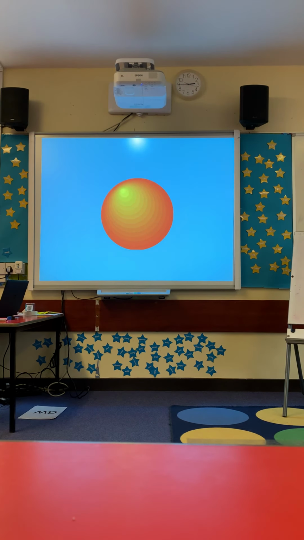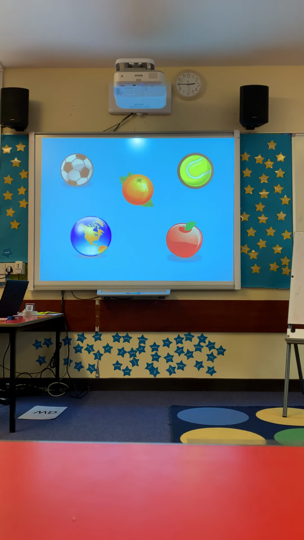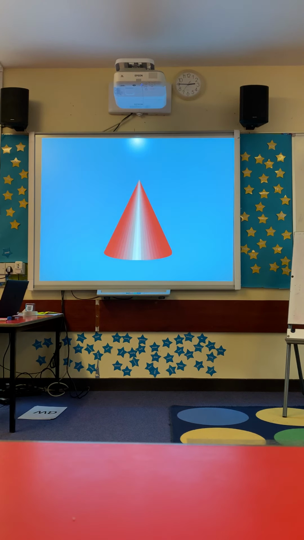What's this one? Do you know what this one is? This is a sphere. Sphere, okay? Have a think. What can you think is in the shape of a sphere? Okay, so football, very popular. Any kind of ball, oranges, apples, even earth. Yeah, they're all spheres.